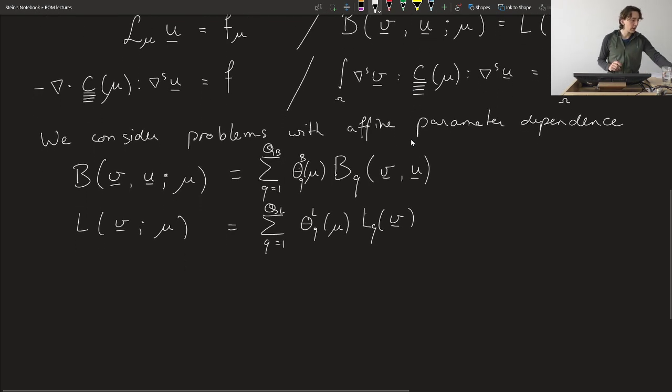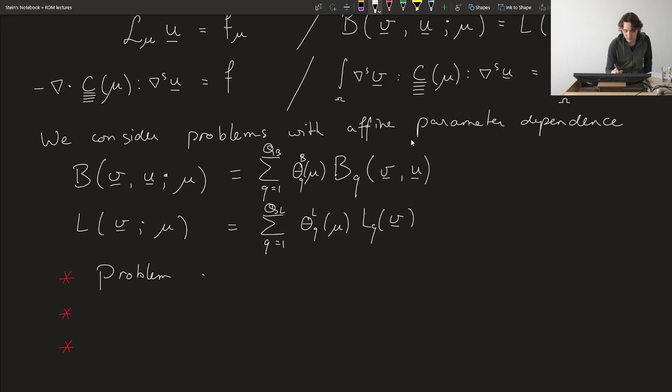So this is saying that our problem has affine parameter dependence. And this is actually going to be extremely important for a number of reasons. Firstly, this is going to help in the analysis of the problem. So this is going to be important for problem analysis. What I mean by that is actually the thing that we'll focus on most during this lecture.